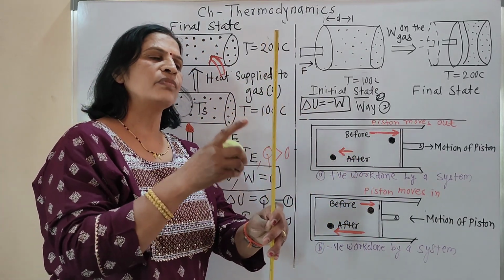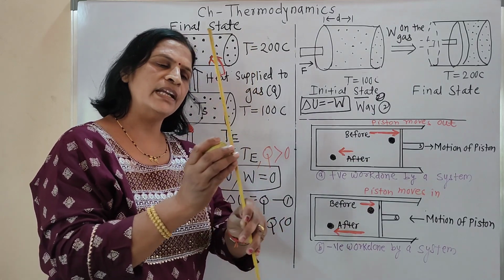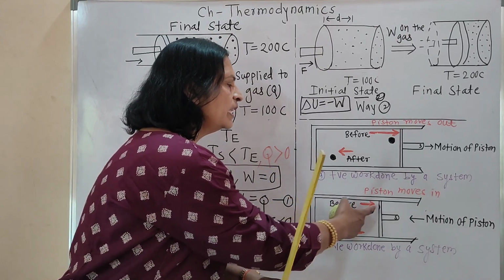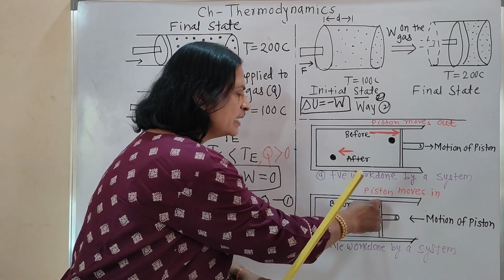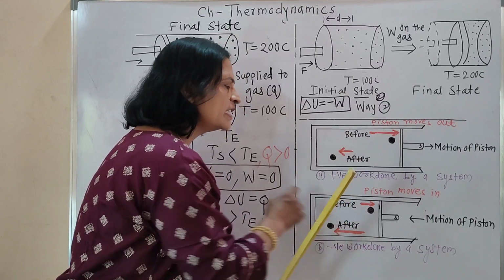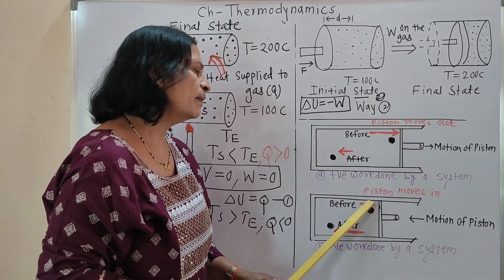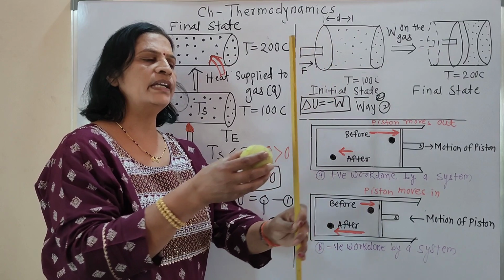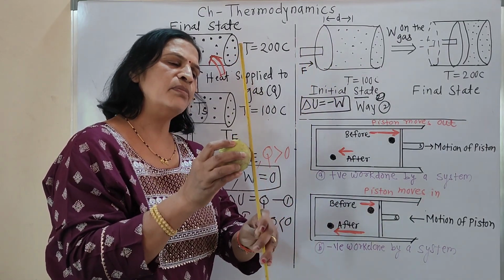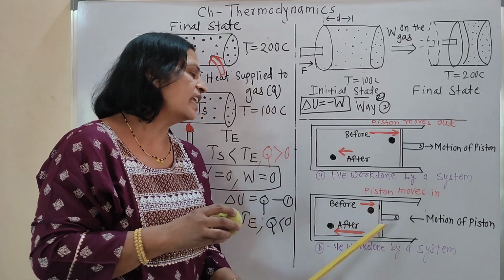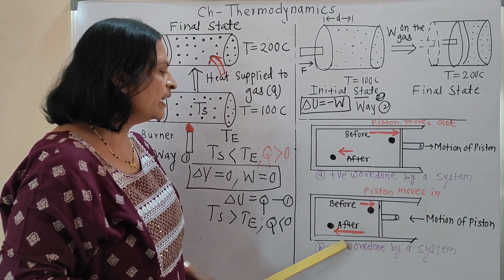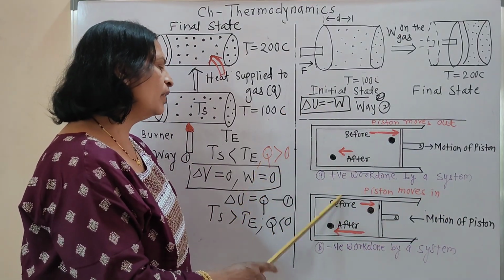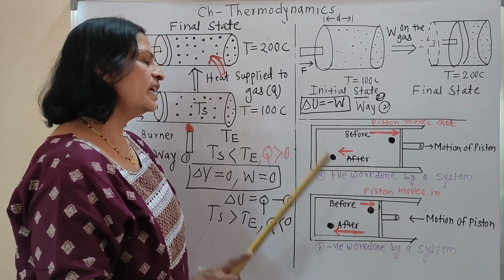In this case, this molecule gains the momentum and the piston moves in this direction. Understood? Before the collision, this is the momentum, and after the collision, this is the momentum. Means before collision, momentum is less, and after collision, momentum is greater. The molecule gains the momentum, and compression is there. When compression is there, negative work is done by the system. Understood? In this manner, we get the positive and negative work done by the system.